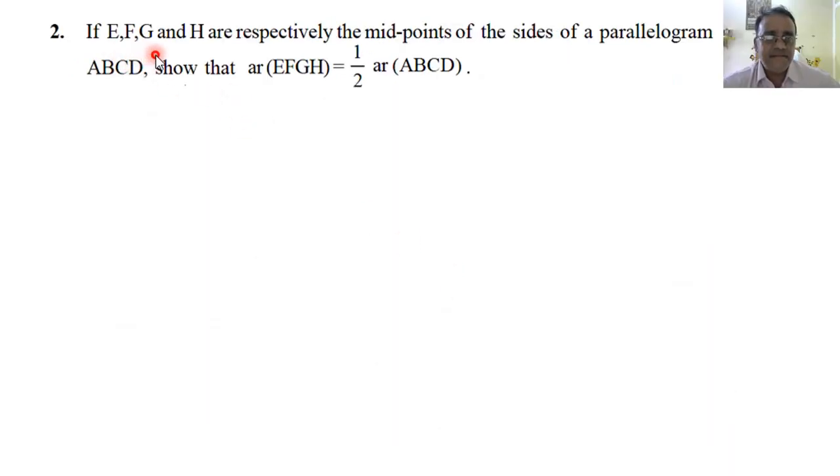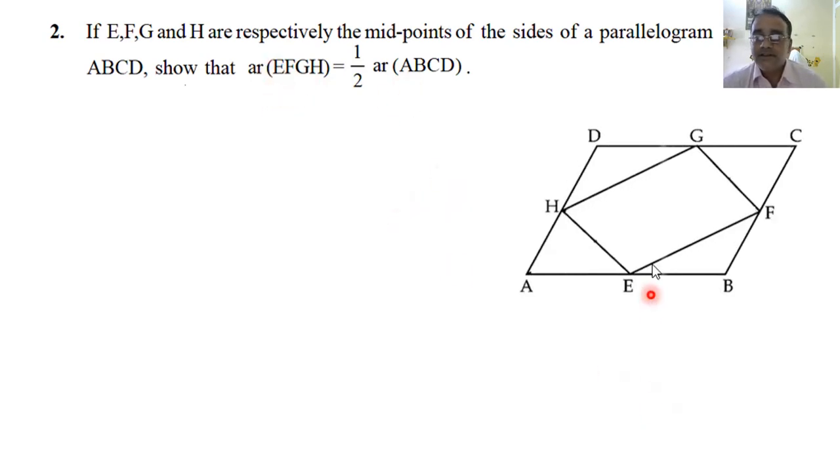If E, F, G and H are respectively the midpoints of the sides of a parallelogram ABCD, show that area of quadrilateral EFGH is equal to half of area of parallelogram ABCD. Textbook में भी ऐसे लिखा हुआ है, but if you wish you can write quadrilateral here and here parallelogram. So this is the parallelogram ABCD and E is the midpoint of AB, F is the midpoint of BC, G is the midpoint of CD and H is the midpoint of AD.